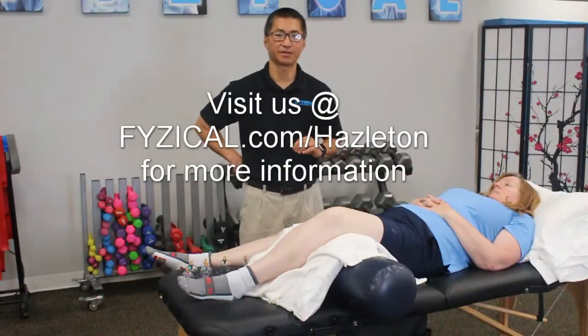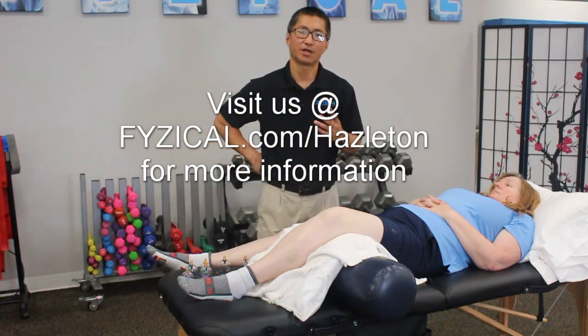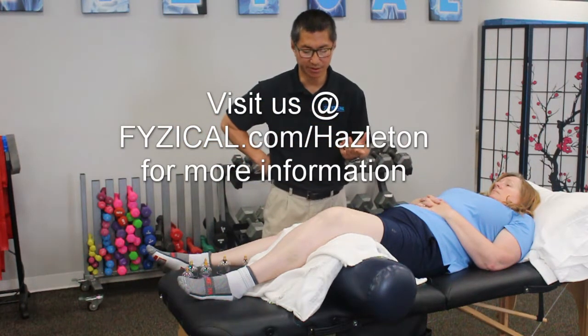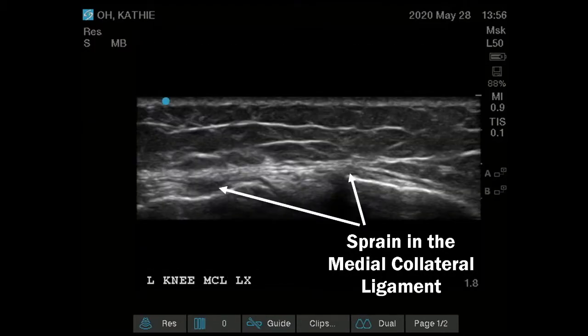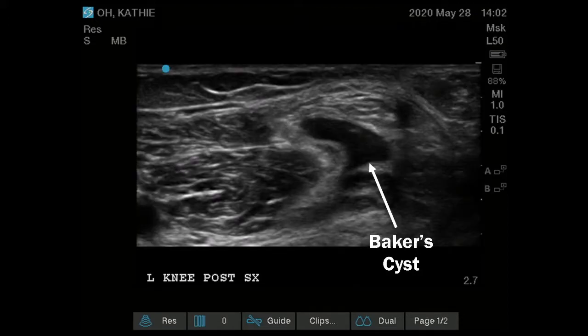Okay, so with the ultrasound tool that we used, we found potentially Kathie has some swelling on the top of the knee or in the quadriceps tendon, as we saw. She may have strained the quadriceps tendon up there. She also had a little bit of sprain on the medial collateral ligament, so we're going to focus some treatment there. And also on the back of the knee, we found that she has some swelling there, what people know as a Baker's cyst. So we'll focus on some of that as well.